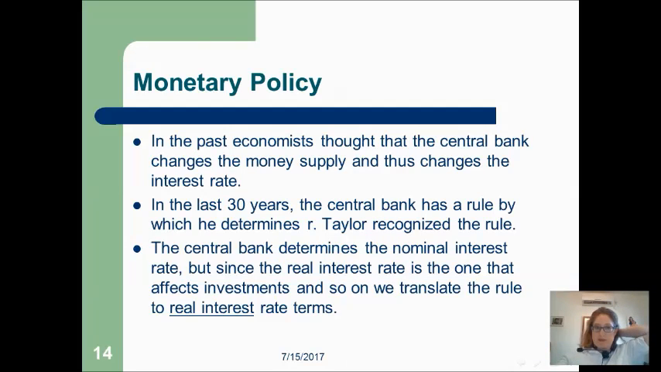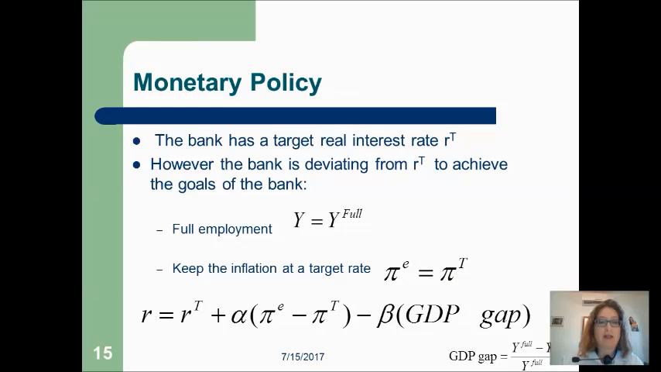Monetary policy. In the past, economists thought that the central bank changes the money supply and thus changes the interest rate. However, in the last 30 years, the central bank has a rule by which it determines the interest rate. Taylor recognized this rule, that's why we are using this rule, the Taylor rule. Basically it says that the central bank determines the nominal interest rate, but since the real interest rate is the one that affects investment, we translate the rule to real interest rate terms. And this is the rule.